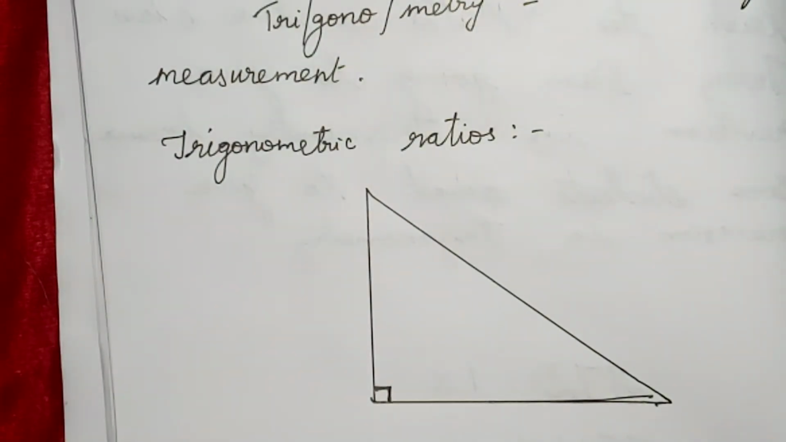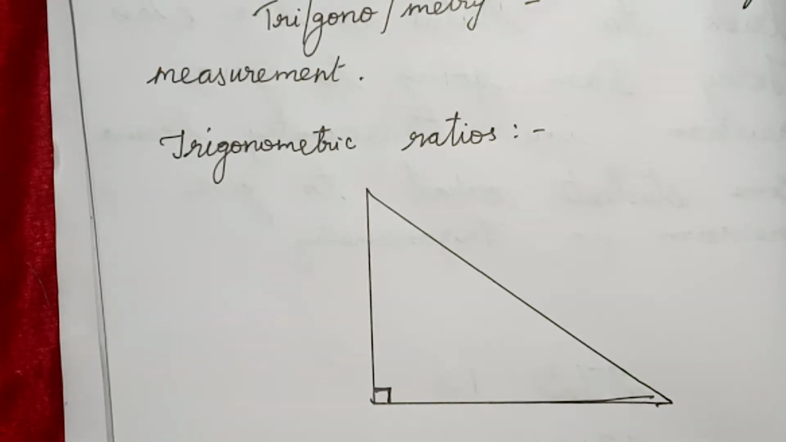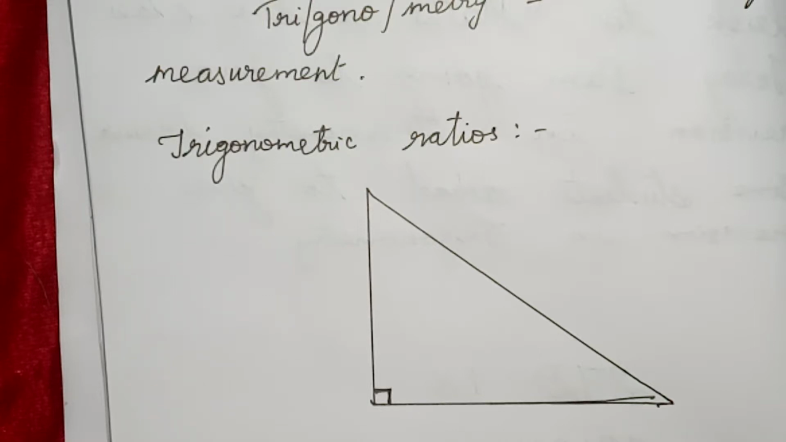There are 6 trigonometric ratios. What are they? Already you have learned that. Sin theta, cos theta, tan theta. These 3 trigonometric ratios are fundamental ratios. Next, cosecant theta, secant theta, cot theta. These 3 trigonometric ratios are the reciprocals of sin, cos, tan.